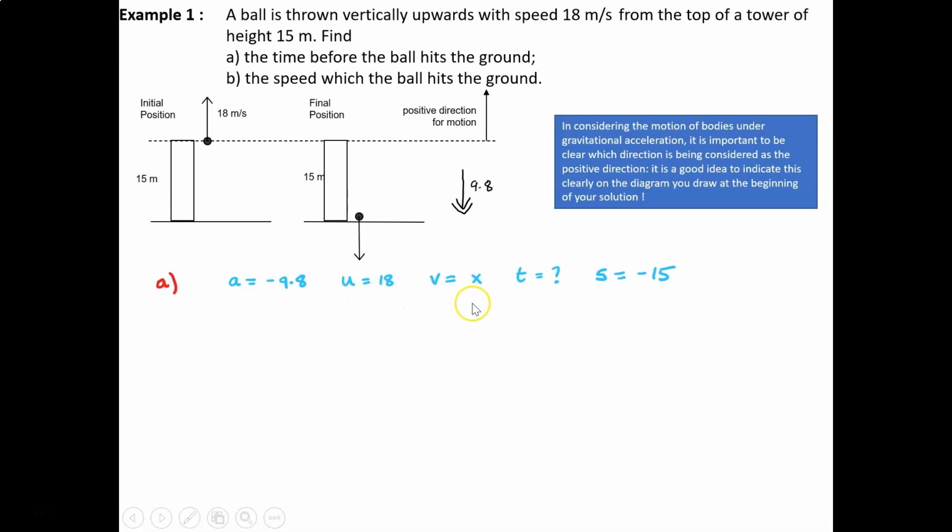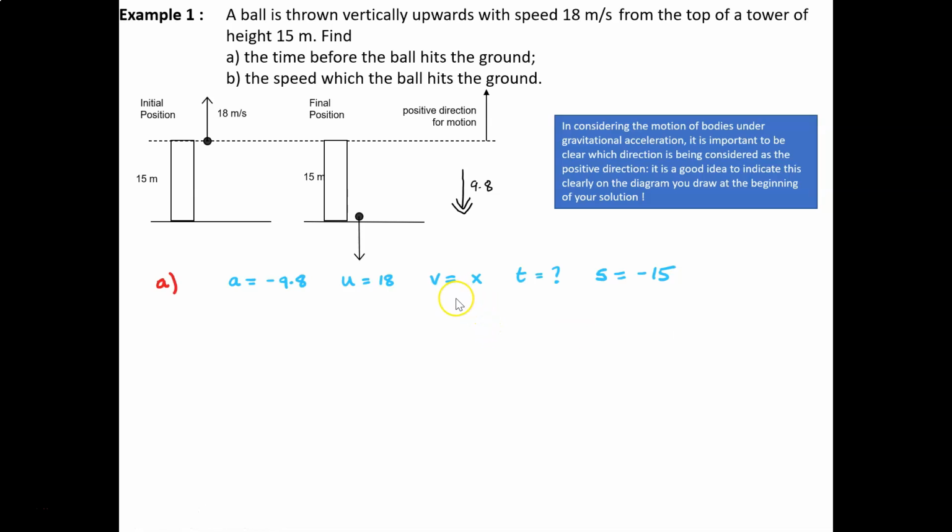u is 18, the initial velocity going up. v we don't need, so we put a cross there. That's one we don't want. t is what we want to find. s is our displacement, which is minus 15 because it's below the level 0 that it's being thrown at. So we take where we are throwing it from to be 0. So our displacement when it hits the floor again is going to be minus 15.